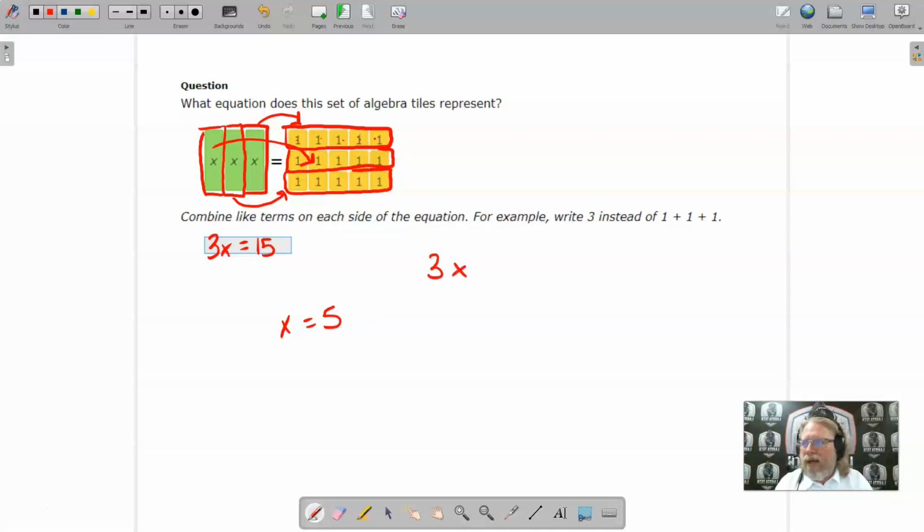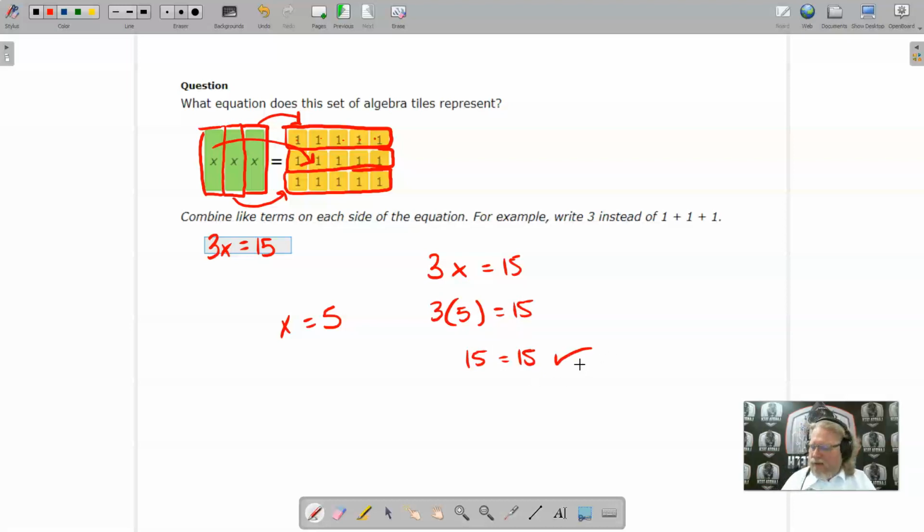We can check the solution by substituting it back in. So 3x equals 15. Let's go ahead and substitute for the value of x. We're going to substitute 5. 3 times 5 is 15. Does that equal 15? Indeed, they equal each other, so it does check out.